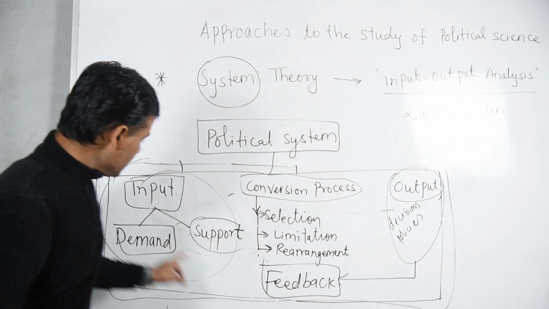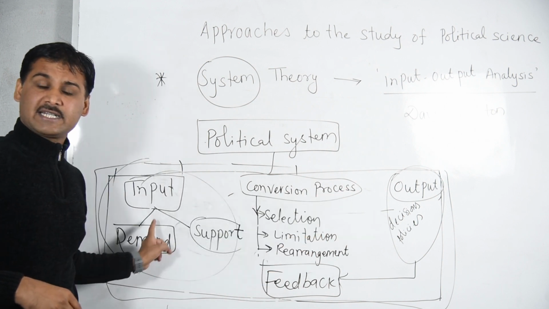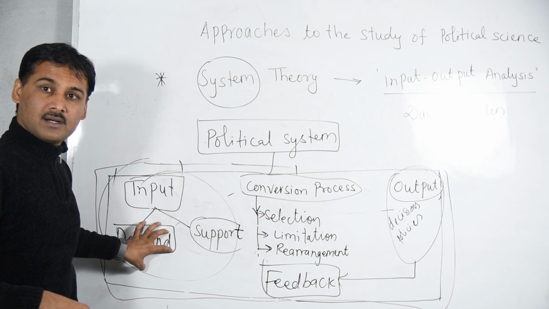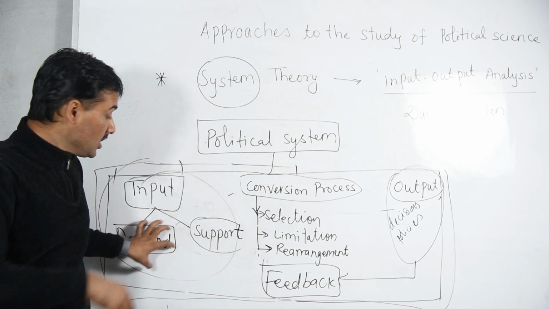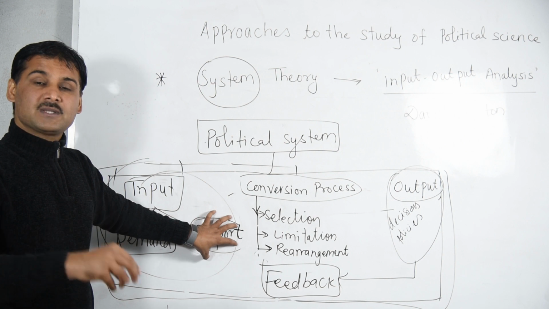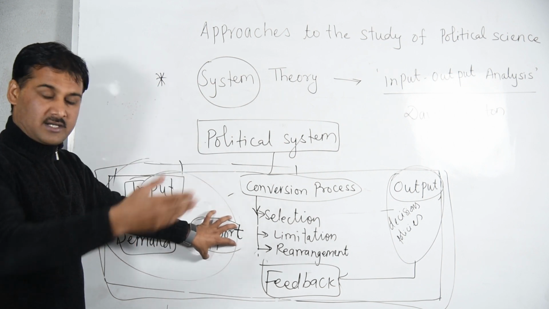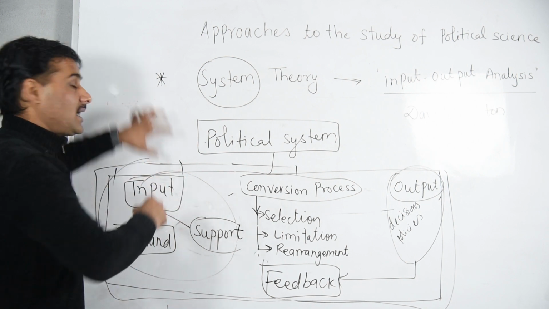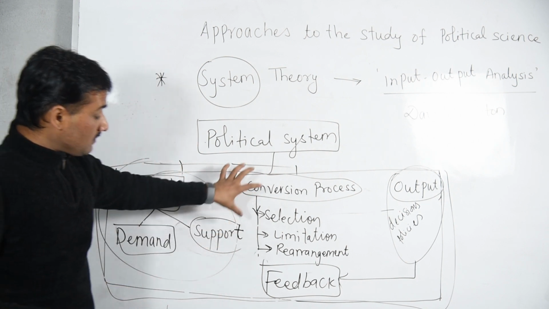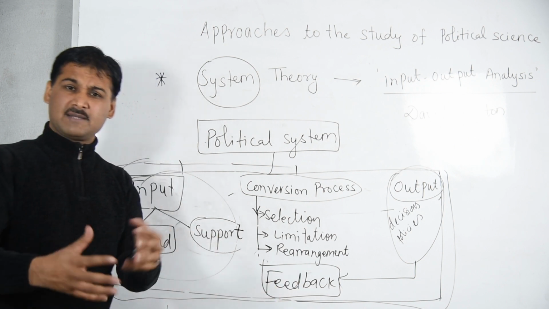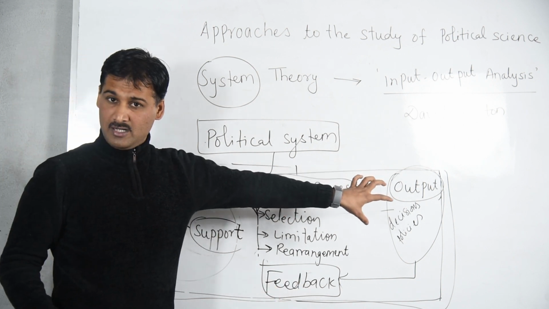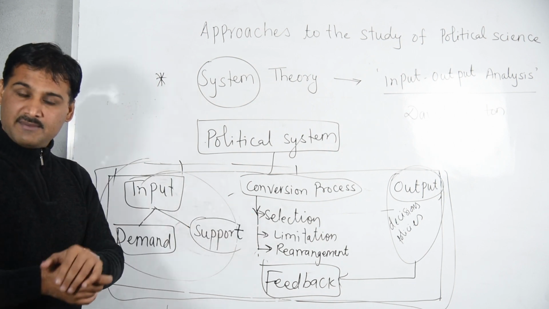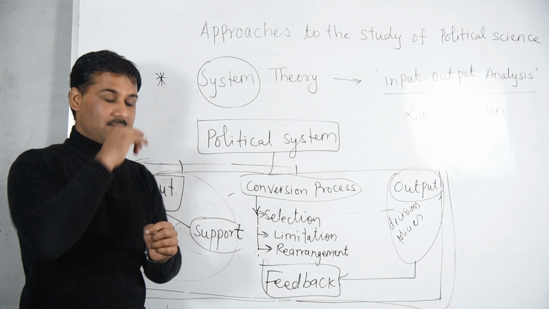Next, this is a cyclical process. It keeps on going. Inputs and demands come from the political environment. Support happens within that environment. As already mentioned, neither this support nor this demand is taken from outside the political environment. And then the conversion process keeps on going. This is simply the input-process-output model. The conversion process is a dynamic process, and it takes time.